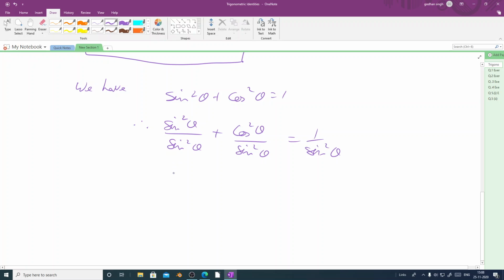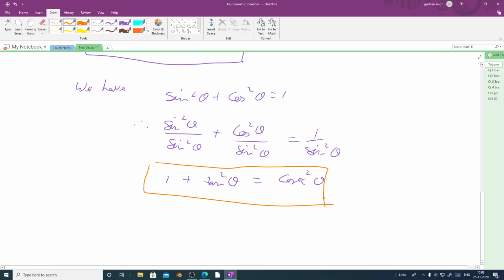So we divide sine square theta with sine square theta and get 1 plus cos square theta over sine square theta, that is cot square theta, equal to 1 by sine square theta, that is cosec square theta, because we know that 1 by sine theta is cosec theta. So we are getting cosec square theta. So what result did we get ultimately? 1 plus cot square theta equal to cosec square theta. So this is our third identity.